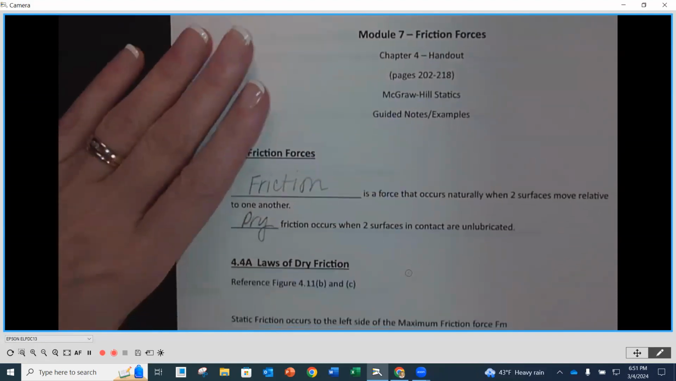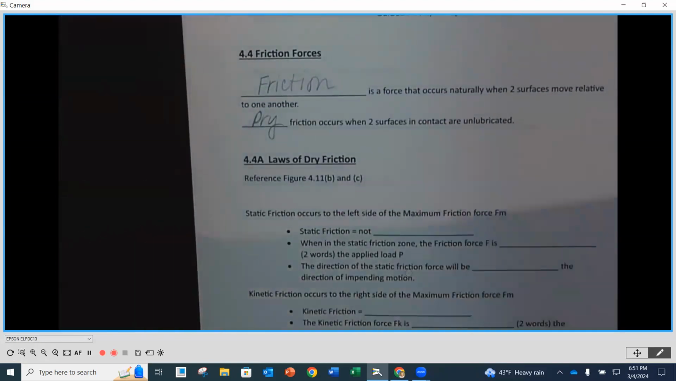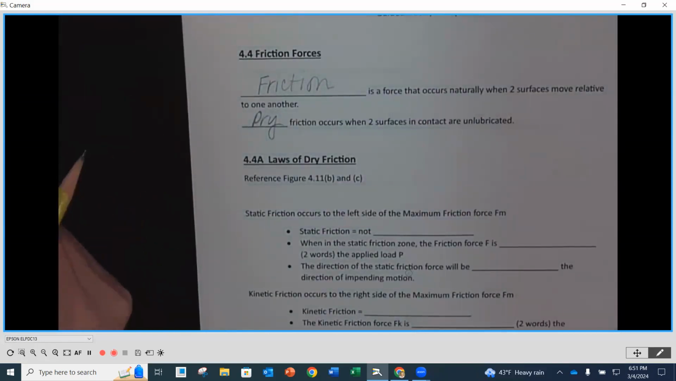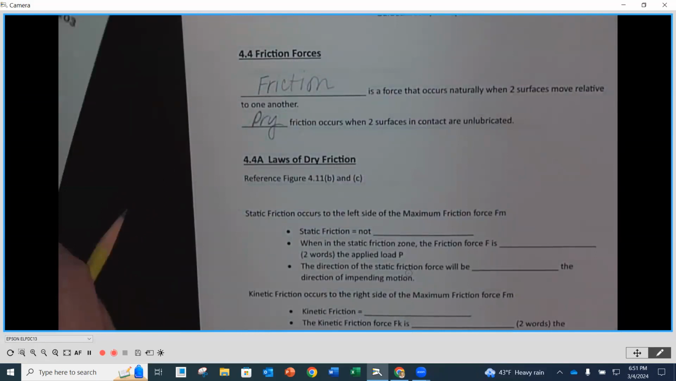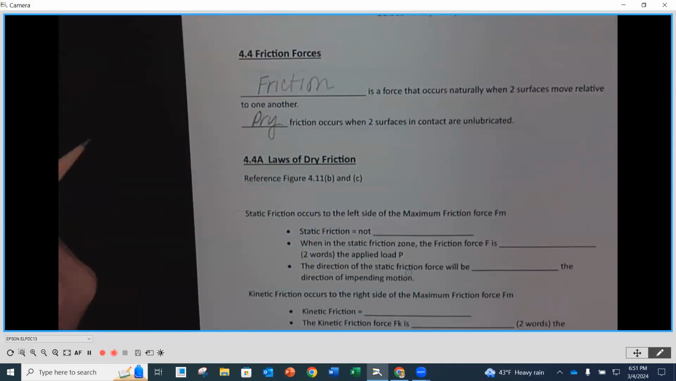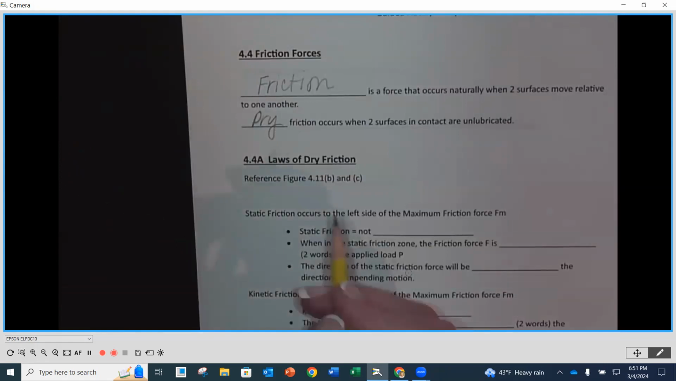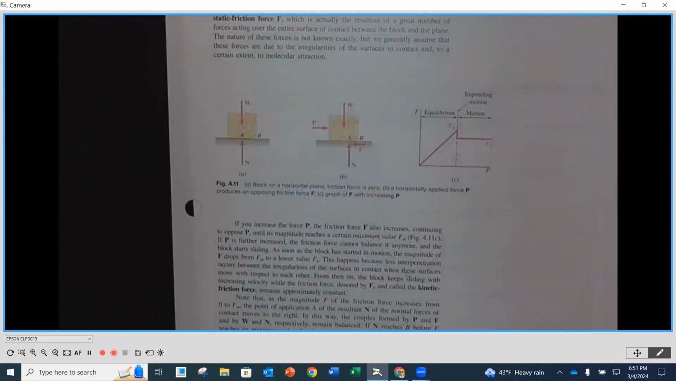Okay, so we are going to look at figure 4.11, and we're going to talk about the laws of dry friction. On page 203, you're going to notice that we have a couple of illustrations here, and we're going to look through all three of these. First and foremost, when we have a block that's just sitting on a surface, we have two forces present at this moment in time. We've got the weight of the block going down, and we've got what we call the normal or support force that is keeping it in place here.